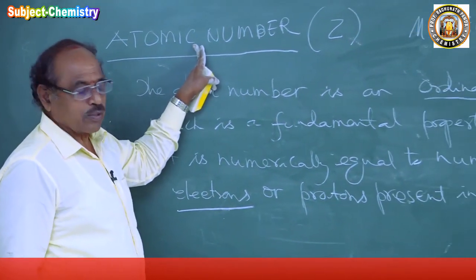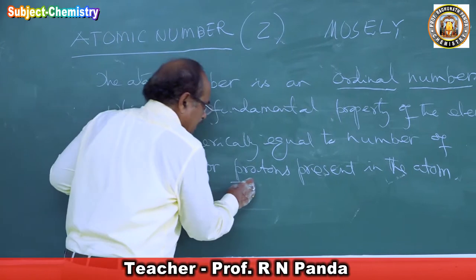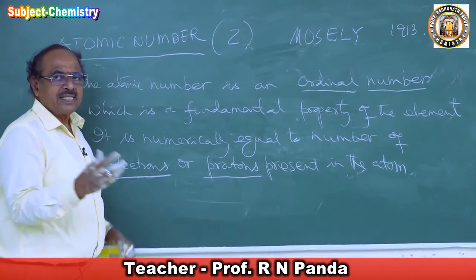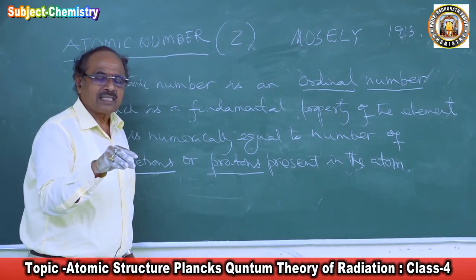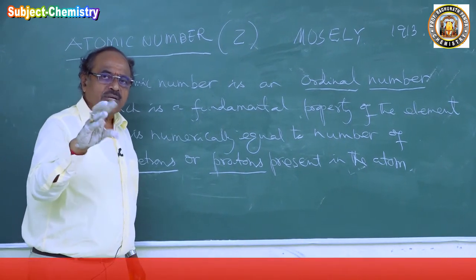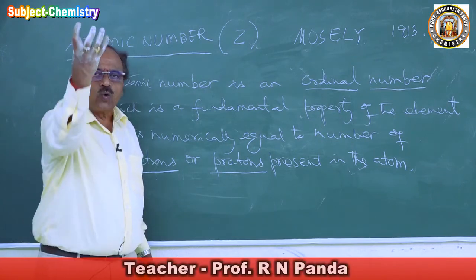They are told by whom? The atomic number. Then protons, where are the protons? The protons are present inside the nucleus. The nucleus is placed at the center of the atom. And the nuclear charge, that nucleus, is holding the electrons.